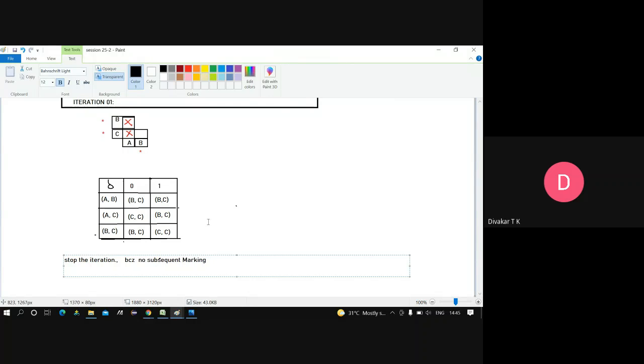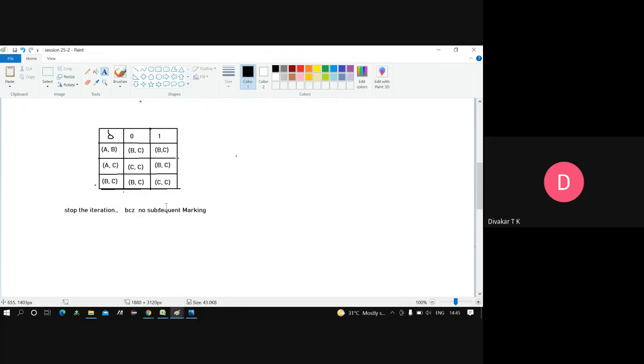So next class we'll see how to do the marking step and tick mark. Then we continue the problem by leaving this one. Suppose AC is marked, then we leave it, remove it, and only this one goes to the next iteration. We'll see that in the next class. Now stop the iteration because there is no subsequent marking.